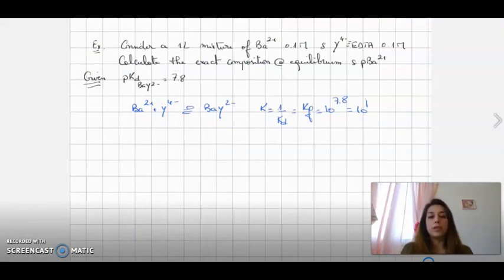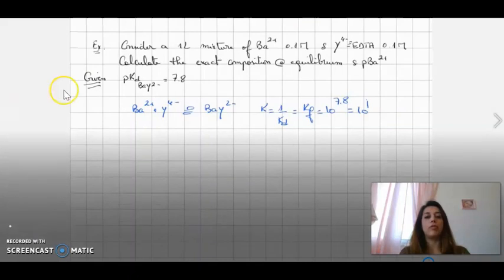I want to consider now an exercise. If we have a 1 liter solution of a mixture composed of Ba2+, which is metal, and Y4-, which is ligand, of 0.1 concentration for each one. We need to calculate the exact composition at equilibrium and pBa2+. Given in the exercise is the pKd.